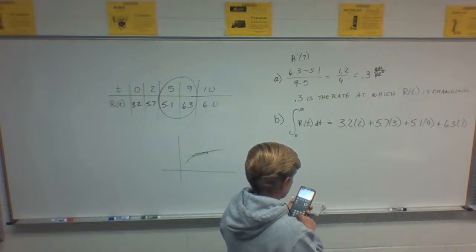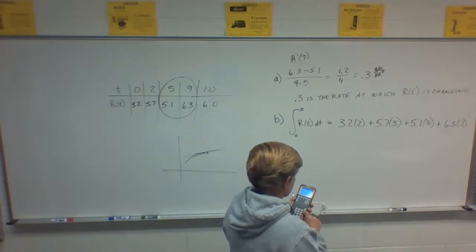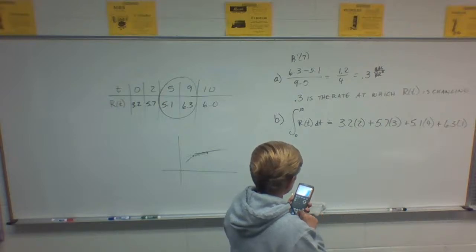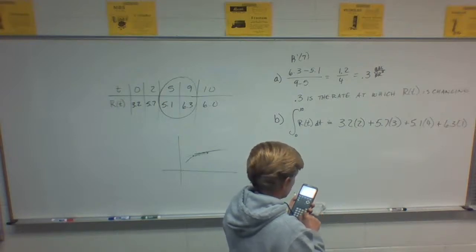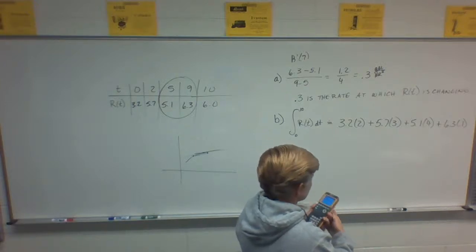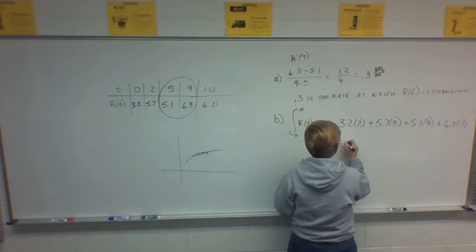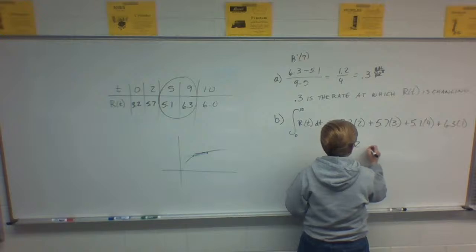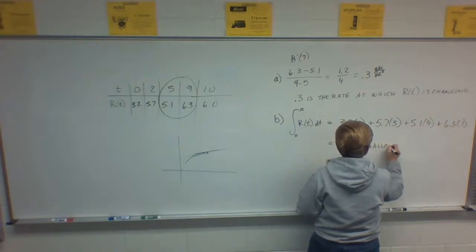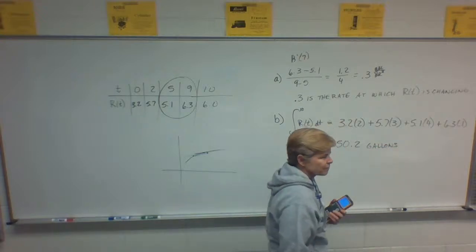3.2 times 2, plus 5.7 times 3, plus 5.1 times 4, plus 6.3. And I get 50.2, is that right? Yeah. And what are the units on this? Gallons. That's how many gallons have accumulated over this 10-hour period in that tank.